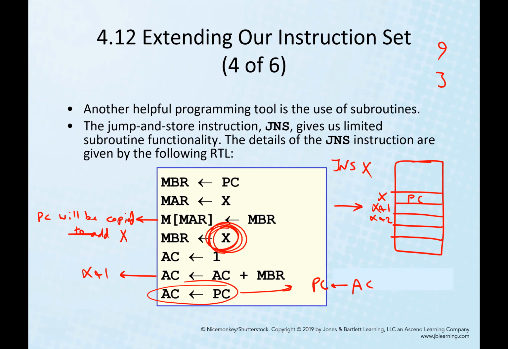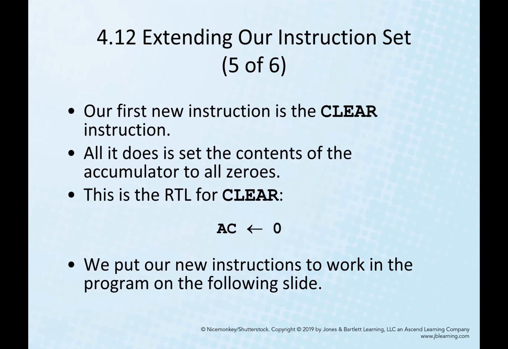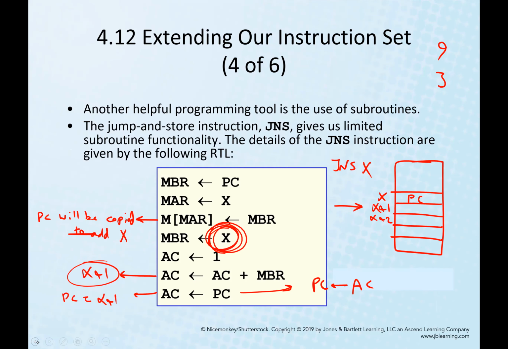I couldn't correct it because it's a picture, but have a note somewhere that this is not PC to AC, it's AC to PC. So X plus 1 will be moved to accumulator, and in the last line, PC will get the value of X plus 1. Since the PC gets the value of X plus 1, the program will continue from address X plus 1.